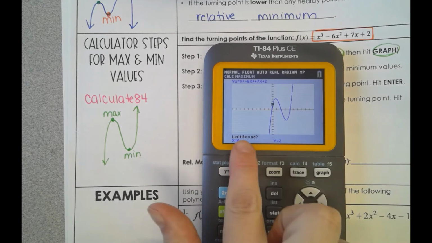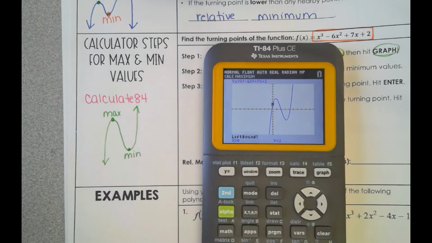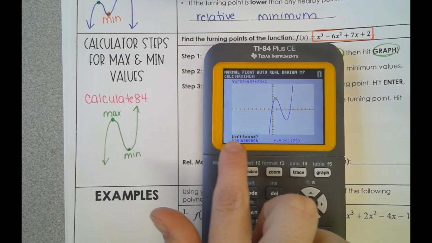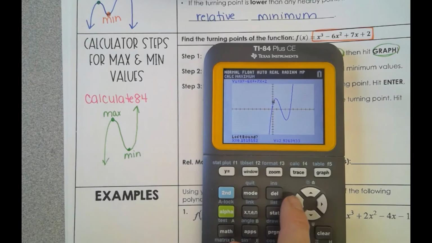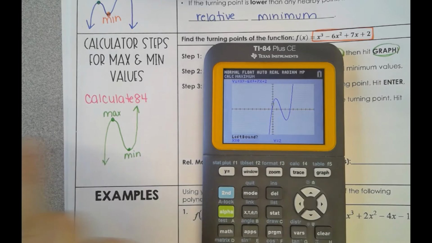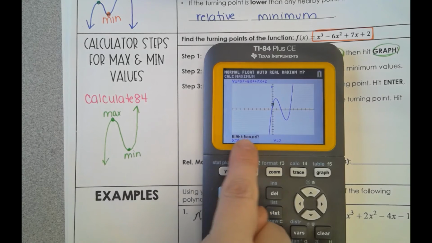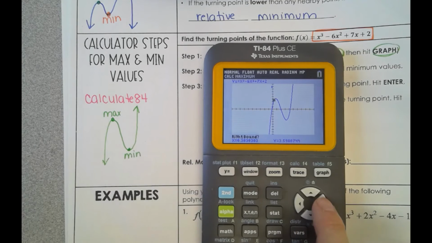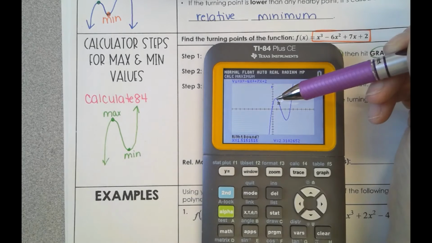And so the calculator starts out by asking for the left bound. So if I put my cursor right on that maximum, see how I've moved it? It's right there. I'm going to go to the left just a few clicks, something like that. I want to be to the left of it, and then I hit enter. And then it asks for the right bound. So I'm going to go to the right, just a little bit past it.